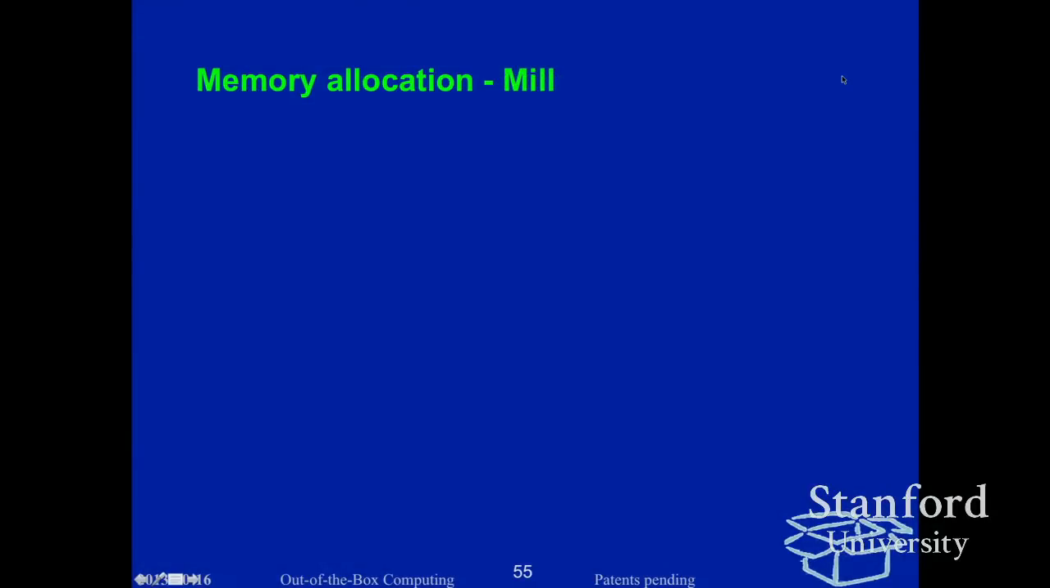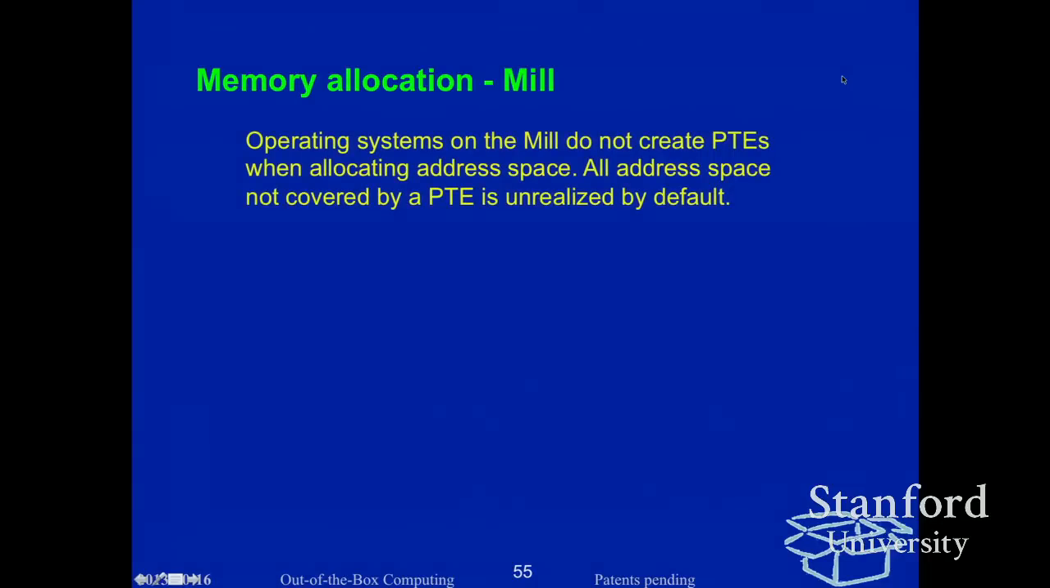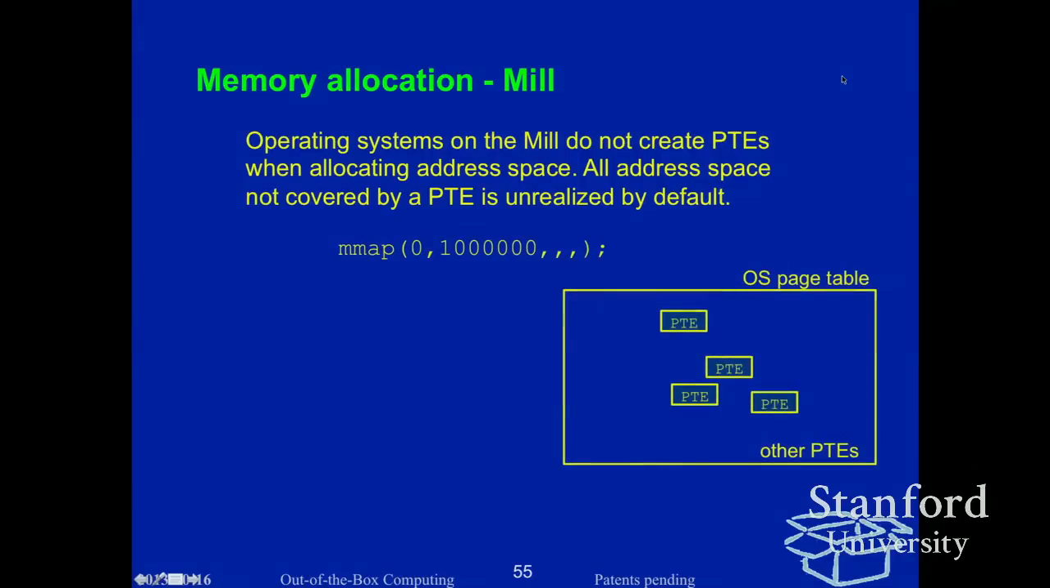On the Mill, well, we don't create page table entries. Instead, by definition, any address space that is not covered by a page table entry is unrealized. The mem map, well, there's still a page table for those pages which have had places allocated for them. But the mem map allocates the address space, but nothing gets put into the page table.